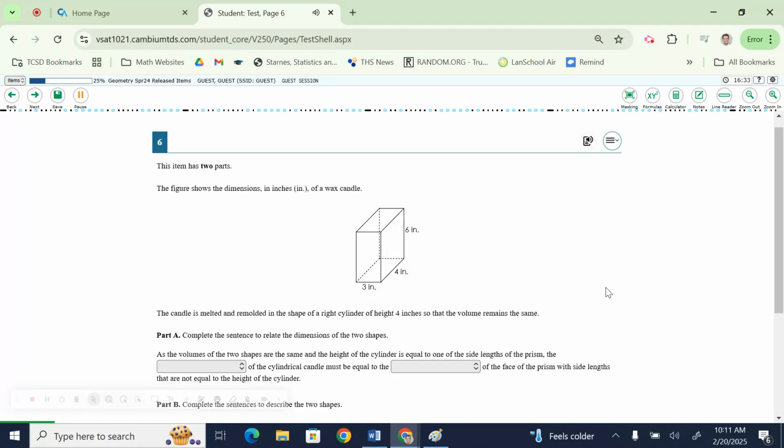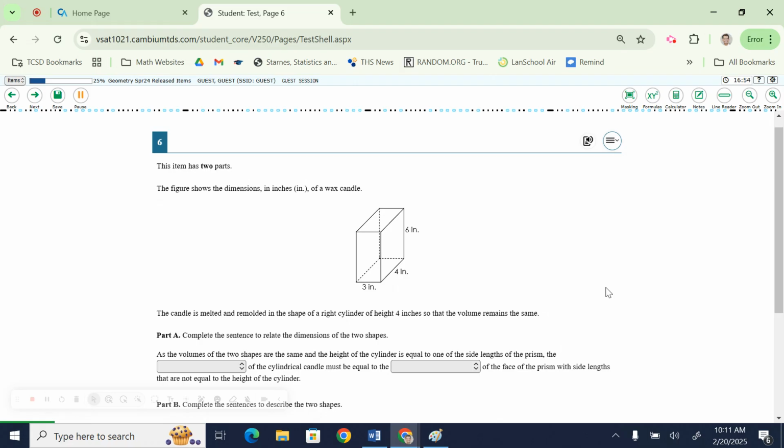Geometry OST Spring 2024 release test items number 6. It says this item has 2 parts, so make sure you do A and B. The figure shows the dimensions in inches of a wax candle. The candle is melted and remolded in the shape of a right cylinder of height 4 inches so that the volume remains the same. Part A, complete the sentences to relate the dimensions of the 2 shapes.